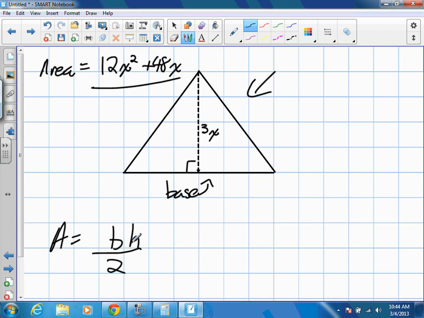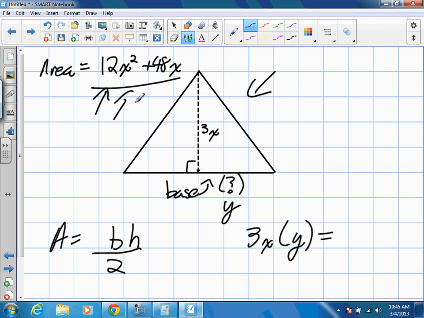We know that the base times height is not going to be exactly this. What's going to be different about it? For instance, we don't know what the base is. The base is an unknown. If you want, you can call it y in this case, since we don't have a y. We know that the height is 3x. So 3x times our y value, which we've got to figure out, is not going to give us this, because that's the area of a triangle.